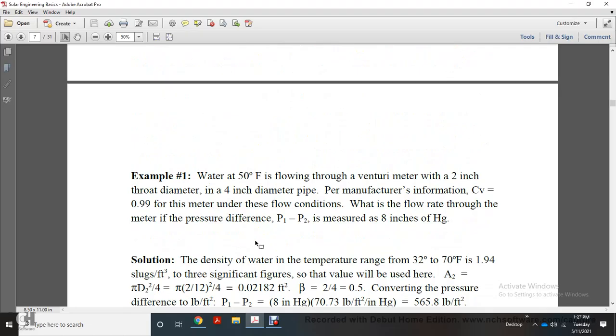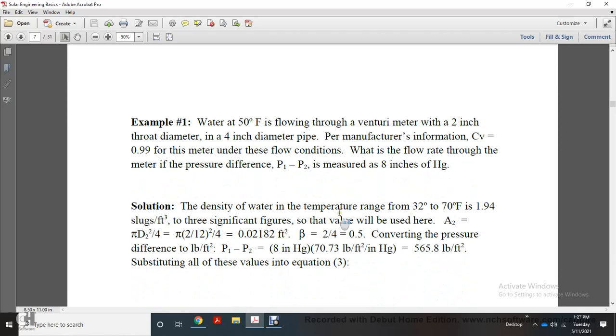In our example, water at 50 degrees Fahrenheit flows through a venturi meter with a 2-inch throat diameter in a 4-inch diameter pipe. Per the manufacturer, the venturi coefficient is 0.99 for the meter under the flow conditions. The flow rate through the meter is to be determined, with a pressure differential, pressure 1 minus pressure 2, measured as 8 inches of Hg. Solution: the density of water for temperatures ranging from 32 degrees Fahrenheit to 70 degrees Fahrenheit is 1.94 slugs per cubic foot, to 3 significant figures. So this value will be used.